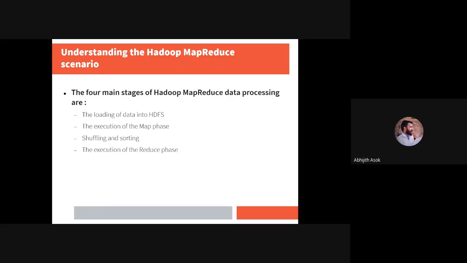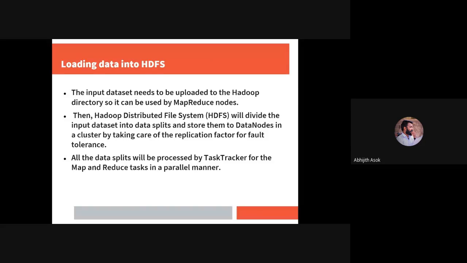Understanding the Hadoop MapReduce scenario. There are 4 main stages of Hadoop MapReduce data processing. First step is loading of data into HDFS, then execution of map phase, shuffling and sorting, and finally execution of reduce phase. So, loading of data into the HDFS.